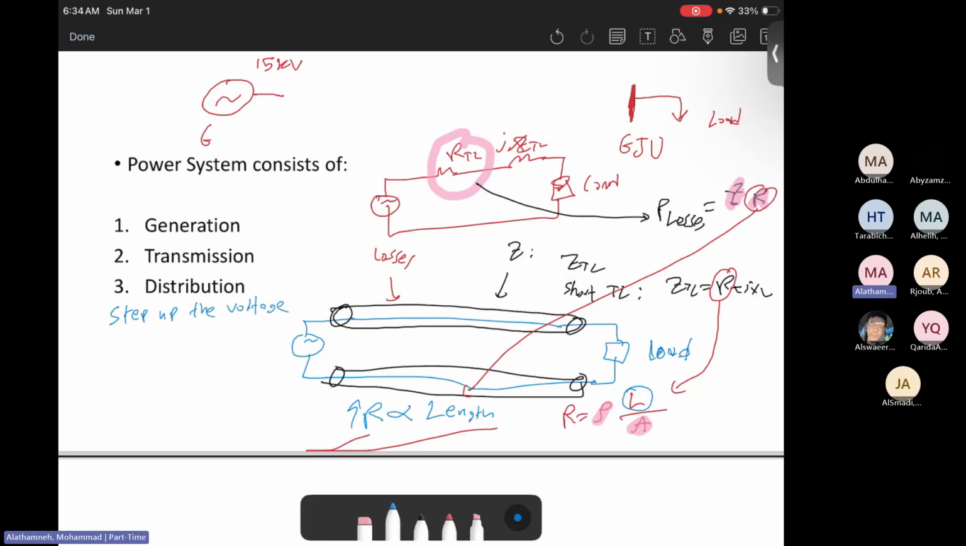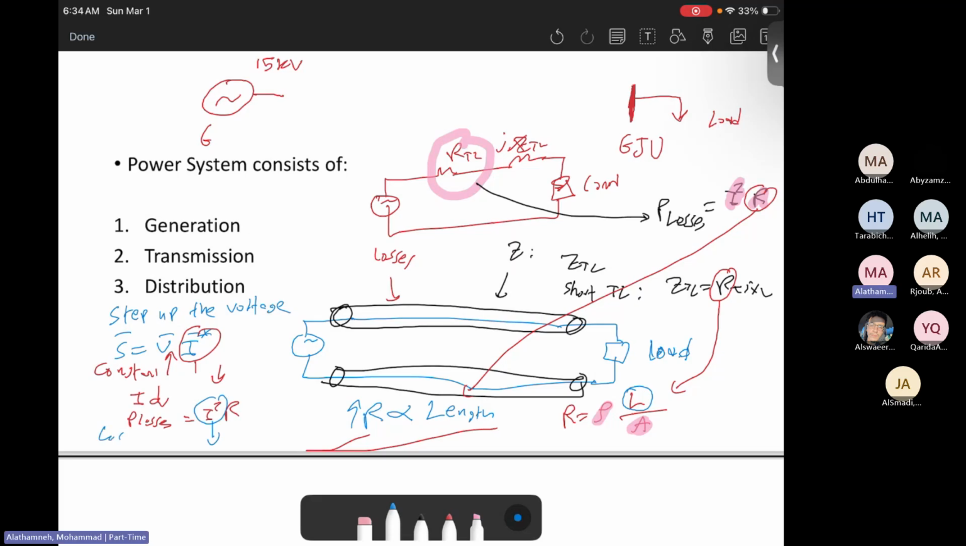As we know, the power equals V times I conjugate. So let's assume the power is constant. Once you increase the voltage, what will happen to the currents? Basically, it will decrease. Since the current decreased, what's happening to the losses? The losses are I squared times R, so the losses will be decreased as well.